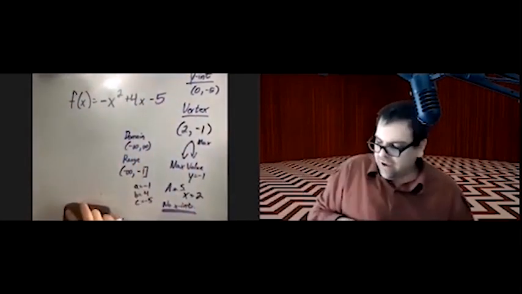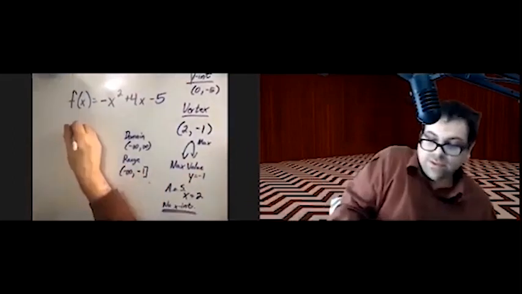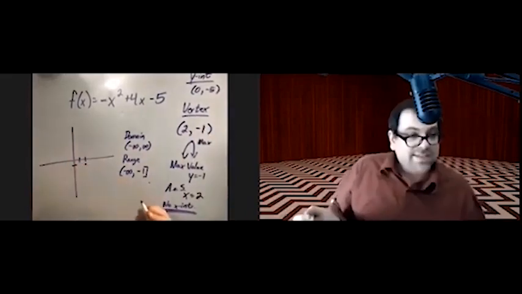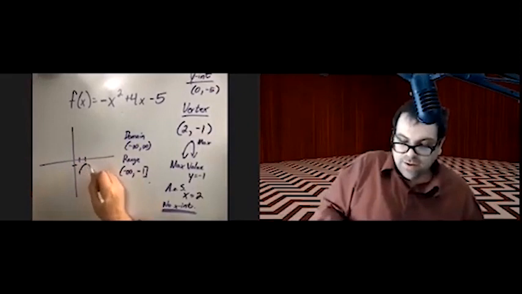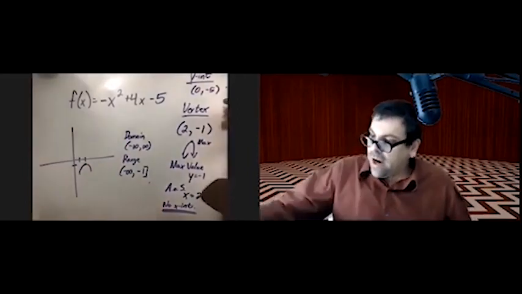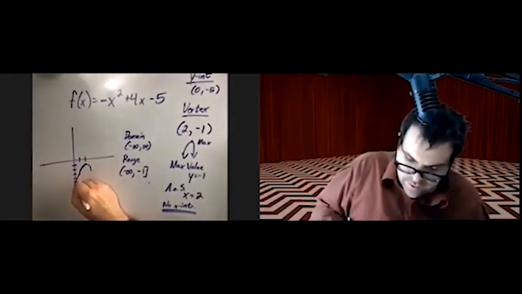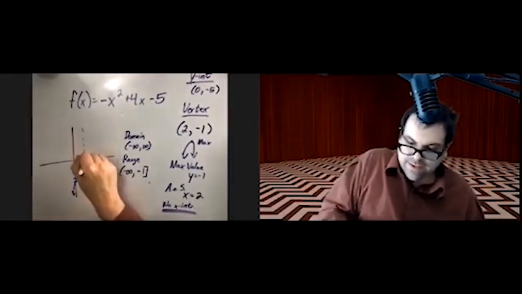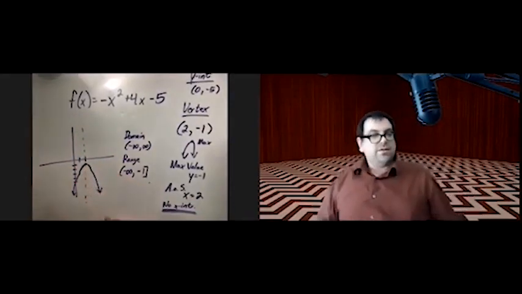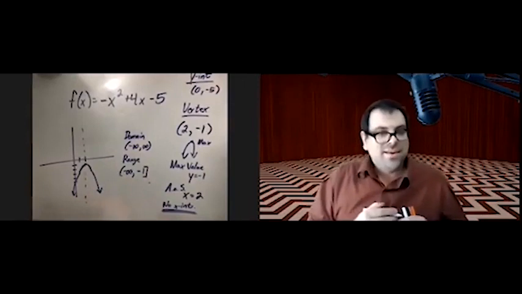Finally, let's use all this information to graph. We have a vertex point of 2, -1, and it opens down. No x-intercepts then. But we have a y-intercept of 0, -5. And since this is an axis of symmetry, it would kind of look like that on the other side. That might be the most accurate symmetrical drawing that I've drawn today.